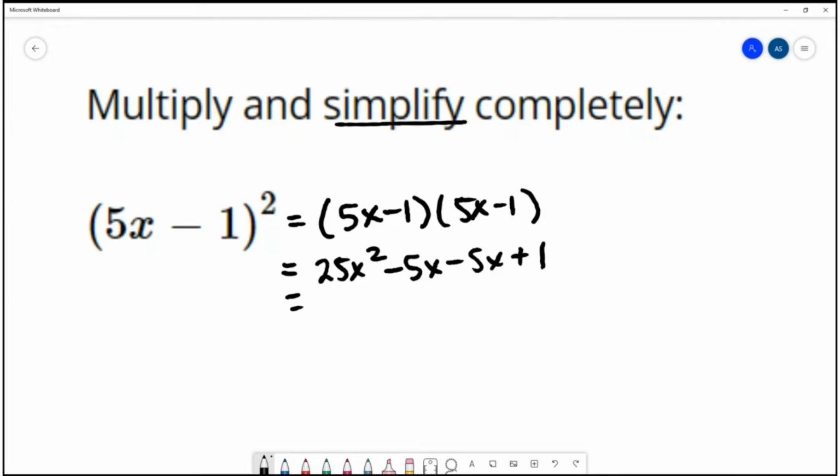We want to simplify by combining any like terms. We'll have 25x squared. Combine these like terms in the middle. Negative 5x plus negative 5x is negative 10x. So 5x minus 1 squared simplifies to be 25x squared minus 10x plus 1.